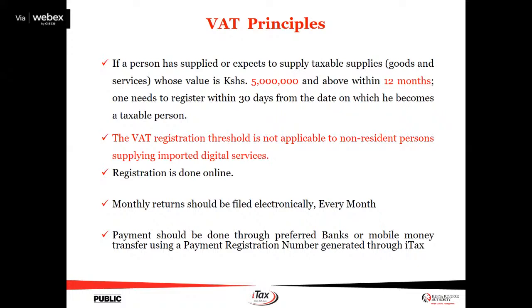Another additional thing that we would like to inform you, our dear listeners, is that payments can be done through your preferred bank. So if you're banking with StanChart, you'll be able to generate a slip and pay it, or if it's Barclays, or NBK. So you have an array of options of where you can make your payments. We also have an option for you to make your payments using mobile money. Once you get your payment receipt, you can pay using mobile money, and it will reflect.